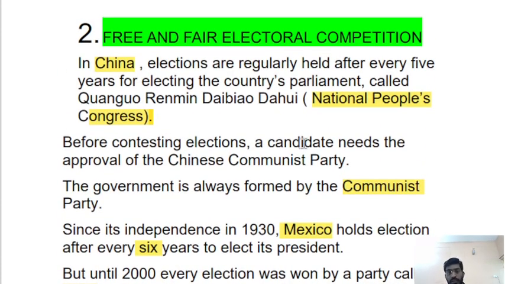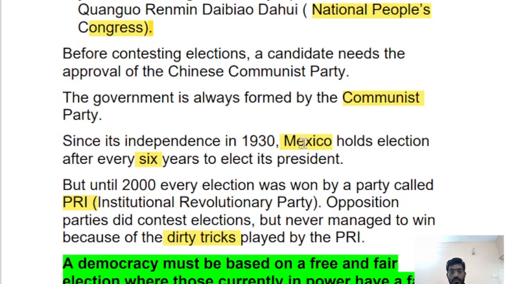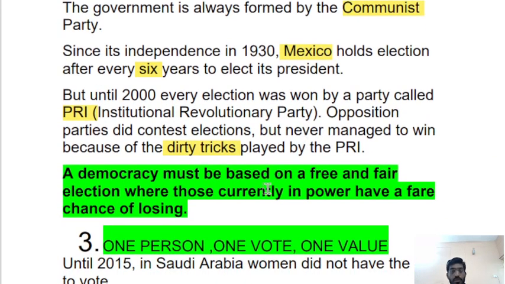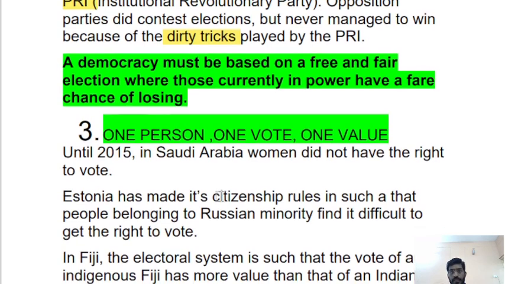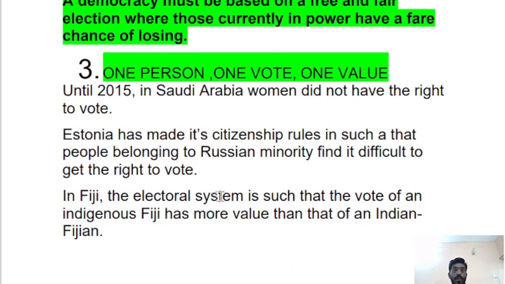If free and fair elections are conducted, there is a chance to lose the election for that party which is currently in power. Okay, this is the second feature of democracy. A democracy must be based on free and fair elections. And the third feature is one person, one vote, one value.